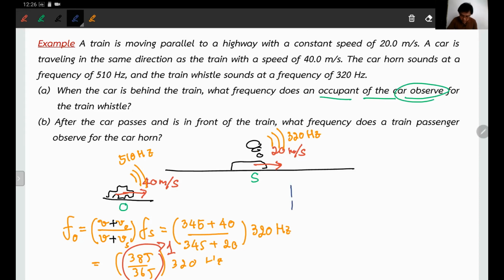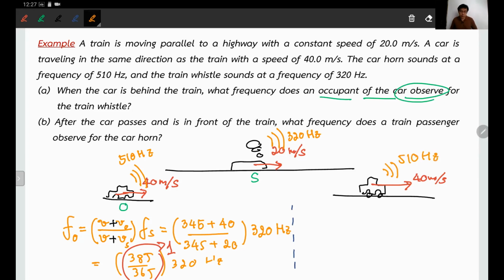If this seems to work, then I think you understand how things go, and the calculation of the Doppler effect will be quite straightforward. Try again. Now part B, after the car passes and is in front of the train. Okay, very good. So now let's say it has already overtaken the train. But of course the speed stays the same, 40 meters per second for the car. There's still the horn sound, same frequency, 510 hertz. Now, part B, they ask, what frequency does a train passenger observe for the car horn?